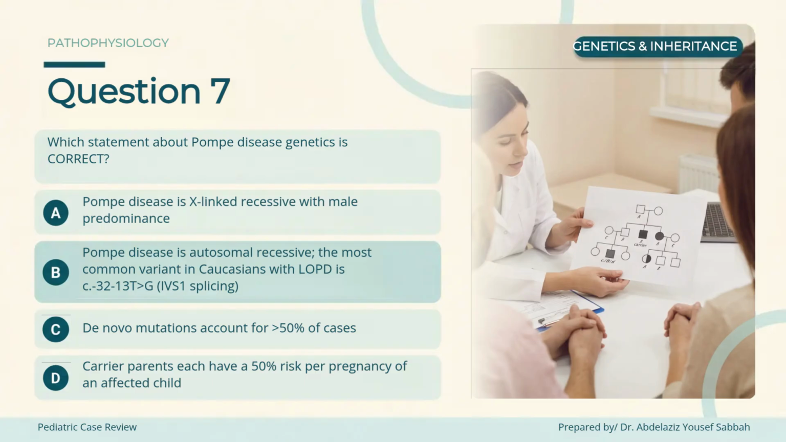Question 7. Which statement about Pompe disease genetics is correct? Option A, Pompe disease is X-linked recessive with male predominance. Option B, Pompe disease is autosomal recessive, and the most common variant in Caucasians with late-onset disease is the intron 1 splicing variant, c.-32-13T>G. Option C, de novo mutations account for more than 50% of cases. Option D, carrier parents each have a 50% risk per pregnancy of an affected child.